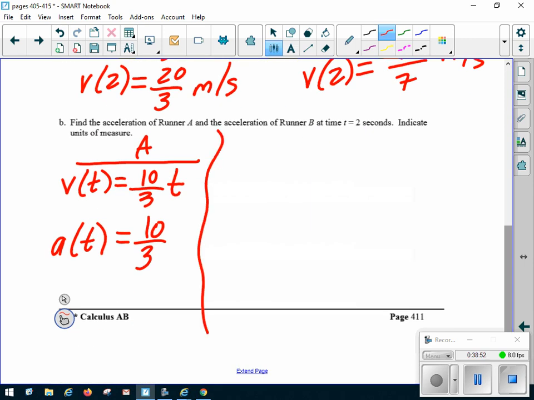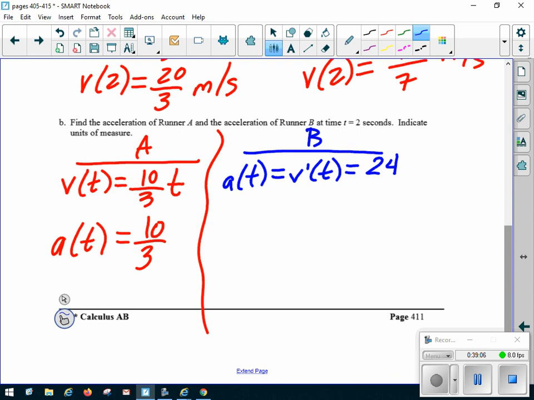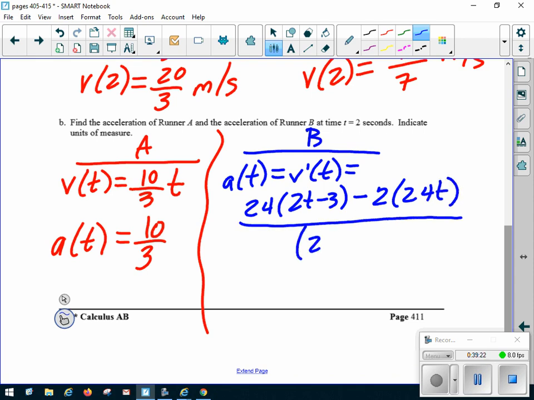All right. I'm going to look here so I don't have to keep scrolling back and forth. So for runner B, A of t, which is V prime of t, is derivative of the top times the bottom minus the derivative of the bottom times the top over the bottom squared. What did I do wrong? Oh, this is a plus? Oh, okay, thank you.